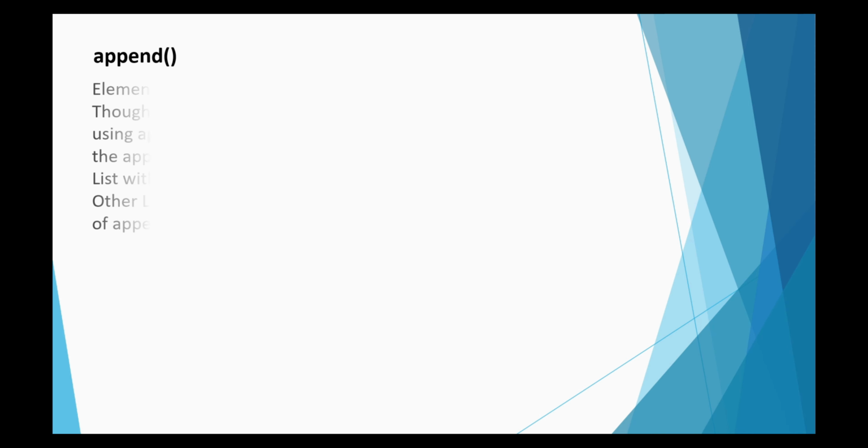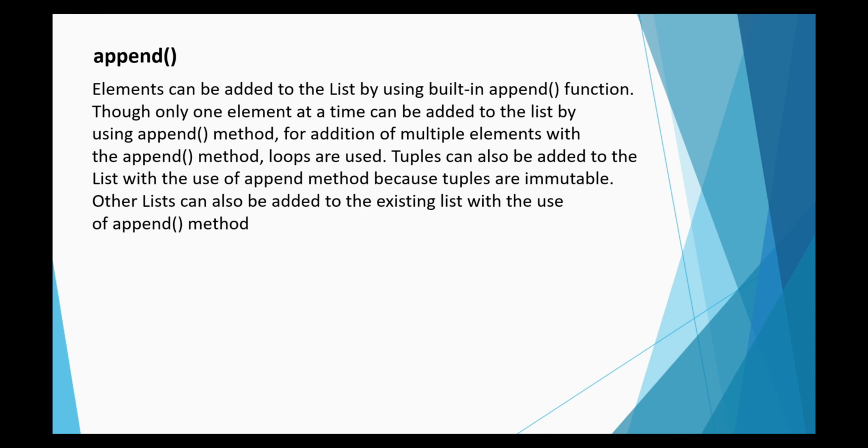Elements can be added to the list by using the built-in append function. Only one element at a time can be added to the list by using the append method. For addition of multiple elements with the append method, loops are used. Tuples can also be added to the list with the use of the append method. Other lists can also be added to the existing list with the use of the append method.